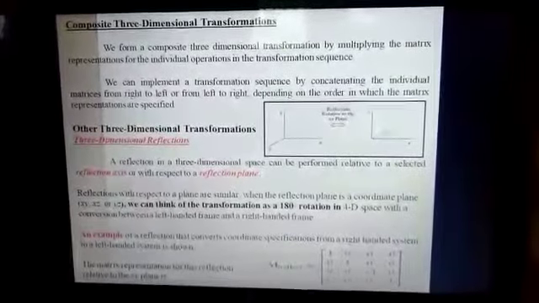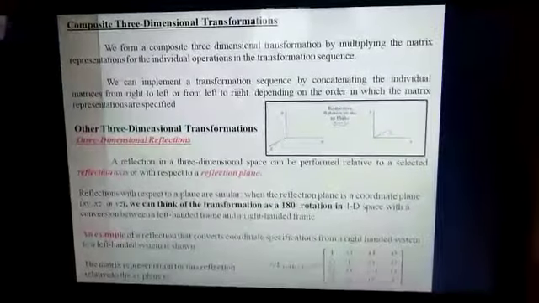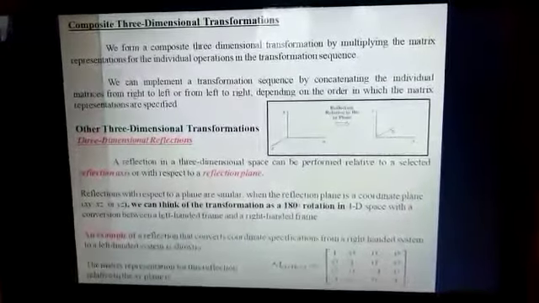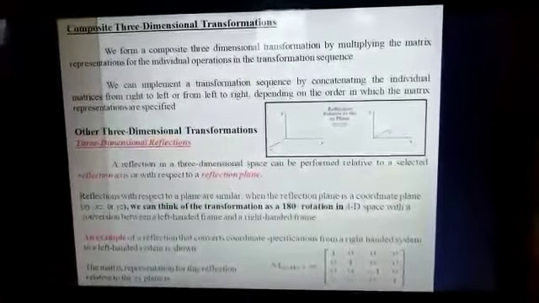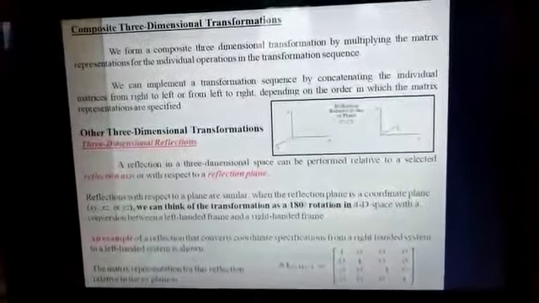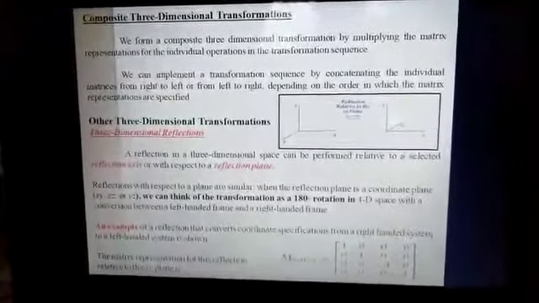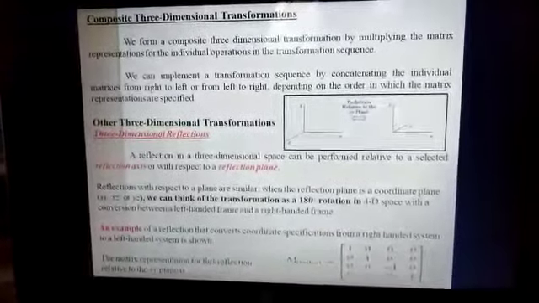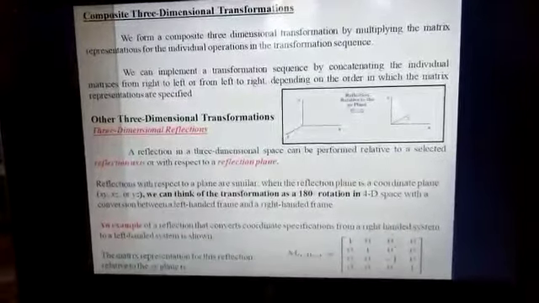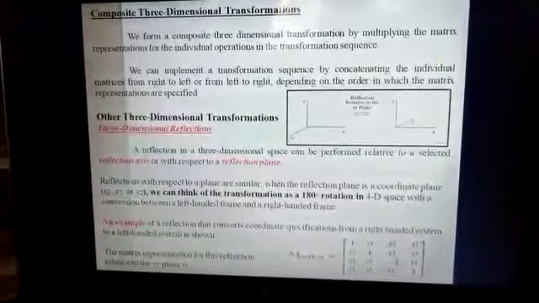composite 3D transformations, where we can mingle any number of transformations with respect to translation, rotation and scaling, where we form a composite 3D transformation by multiplying the matrix representation for the individual operations in the transformation sequence. The next topic we have is other three-dimensional transformations. As we had discussed in 2D also, we have two more 3D transformations, like reflection and shear.